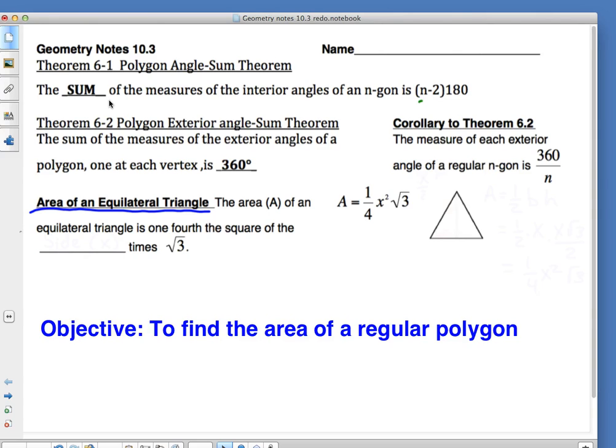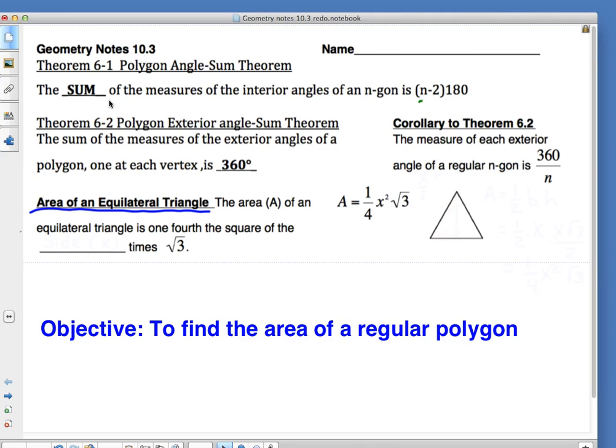I'm recalling from theorem 6.1, the polygon angle sum theorem: the sum of the measures of the interior angles of an n-gon is (n minus 2) times 180. Actually, it's not just a regular polygon, it's all polygons, with n being the number of sides. Theorem 6.2 is the polygon exterior angle sum theorem. The total sum of all the exterior angles of a polygon is 360 all the time, no matter what the size. So if I want one solitary exterior angle of a regular polygon, it's 360 divided by n. This is all review from first semester, chapter 6.